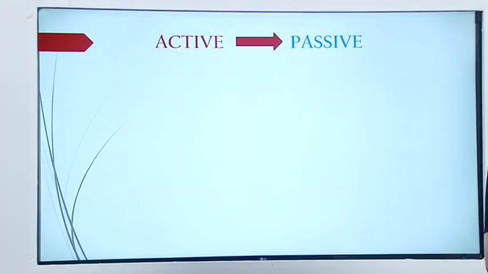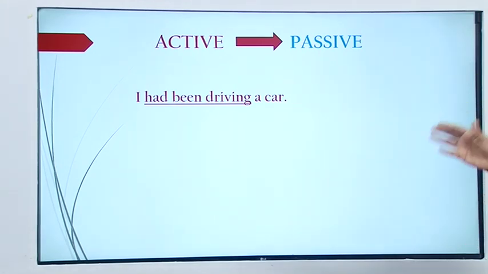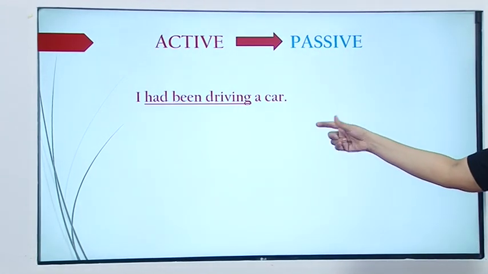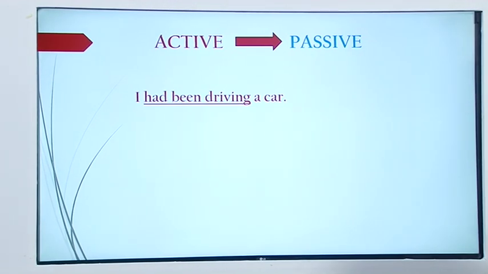What's the next tense form? Past perfect continuous. What will be the sentence? I had been driving. Past perfect continuous. Clear? What will be your answer?